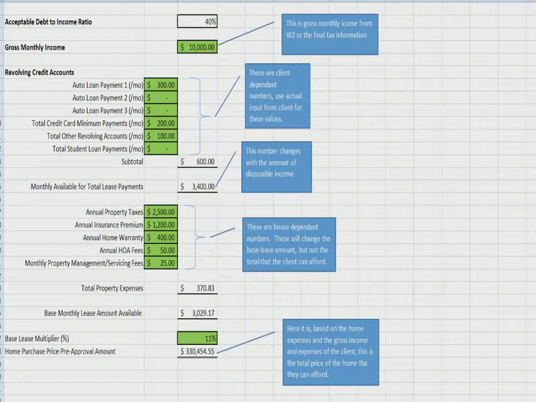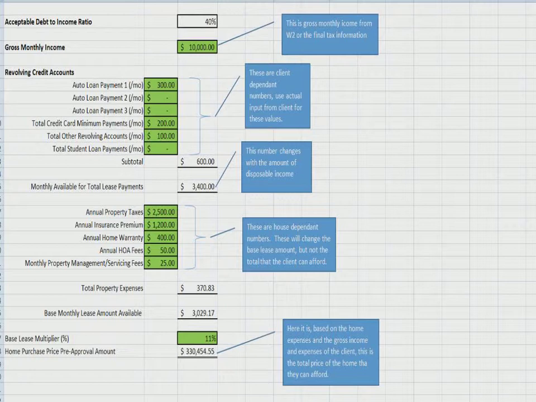So as you can see, we have several different lines. We can expand this and make more lines, but right now we have about six different lines there. In this example, we're using a $300 per month auto payment, credit cards, several of them maybe, with minimum amounts of $200 a month, and then another revolving account of $100. Maybe student loans, you put those in as well. Again, they're in green, so you can change and manipulate these however you want. But you see what happens here is you add these up to $600 a month.